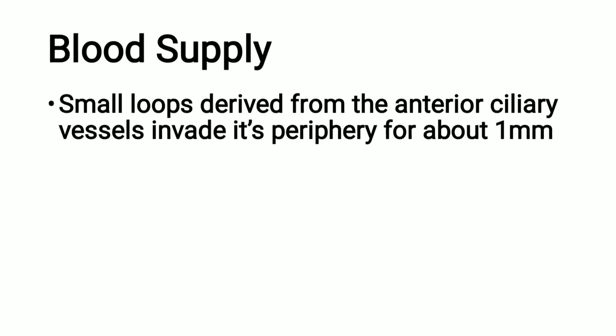Now comes the blood supply to cornea. As cornea is avascular, तो small loops जो कि anterior ciliary vessels से आई हैं वो एंटर करती हैं only 1 mm. ये लूप्स कॉर्निया में नहीं बल्कि सब कंजक्टाइवल टिश्यू में होती हैं which overlaps the cornea.